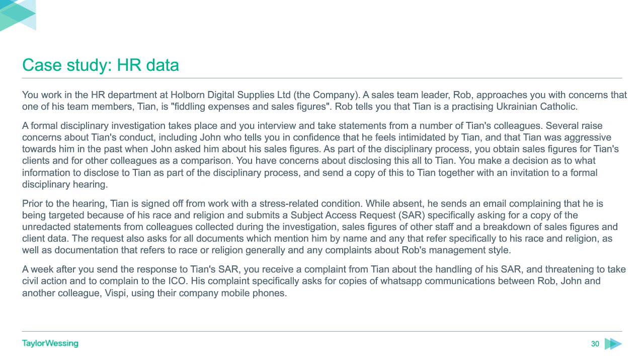A formal disciplinary investigation takes place, and you interview and take statements from a number of Tian's colleagues. Several raise concerns about Tian's conduct, including John, who tells you in confidence that he feels intimidated by Tian, and that Tian was aggressive towards him in the past when John asked him about his sales figures. As part of the disciplinary process, you obtain sales figures for Tian's clients and for other colleagues as a comparison. You have concerns about disclosing all of this to Tian.